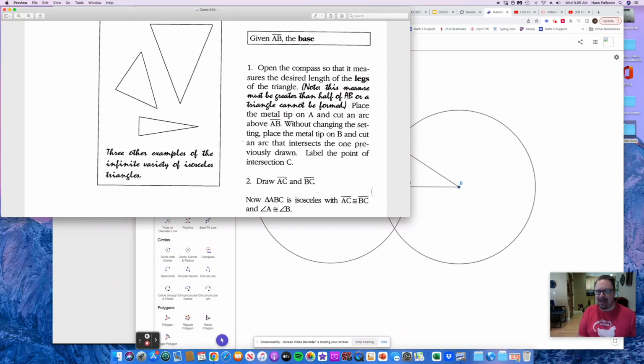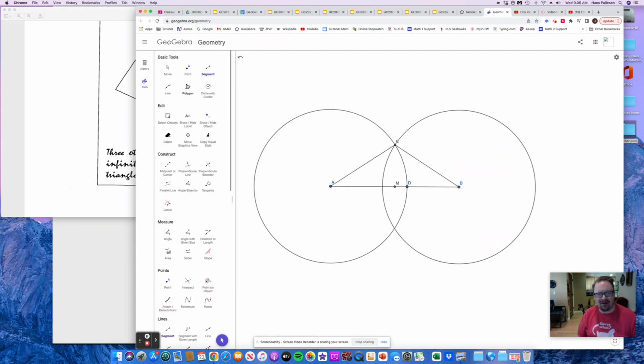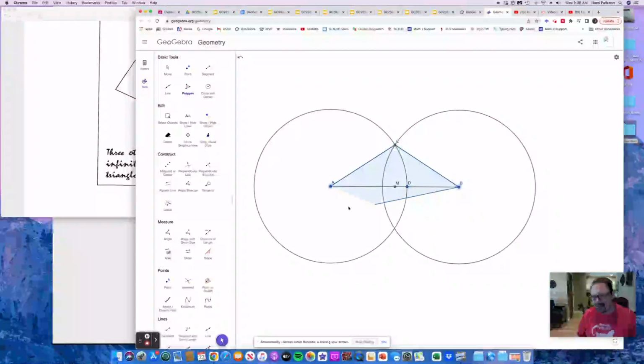For our final statement, it says now triangle ABC is isosceles with AC congruent with BC, and angle A is congruent with angle B. So I have to make those measurements, and hopefully they stand out even with our colored triangle.